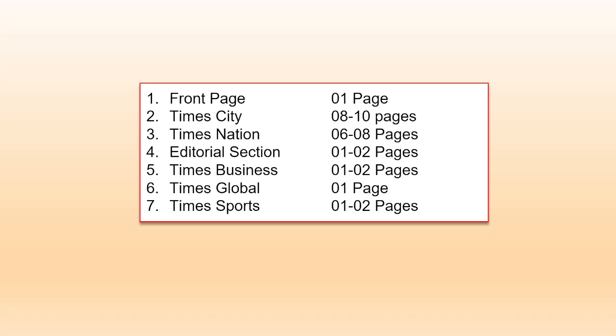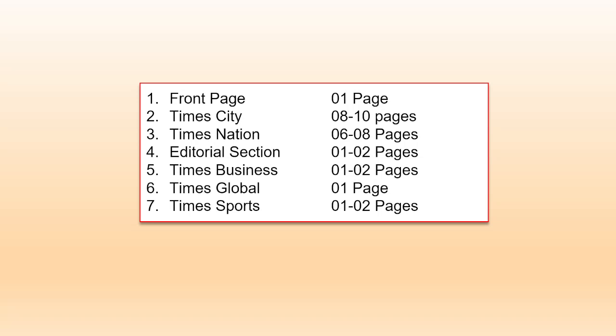One is the front page, definitely only one page there. Then you have another section called the Times City section. It has around 8 to 10 pages. It can go to 12, 14 or even 16 pages depending on the kind of advertisements, because this newspaper has many ads along with this. Then after the Times City section, there is the Times Nation section that again has 6 to 8 pages. Normally it can vary depending upon the day.